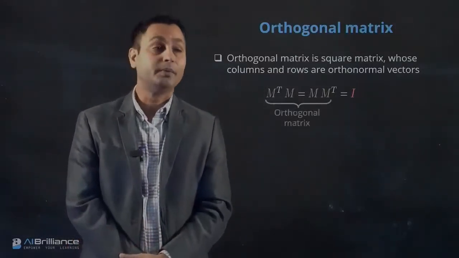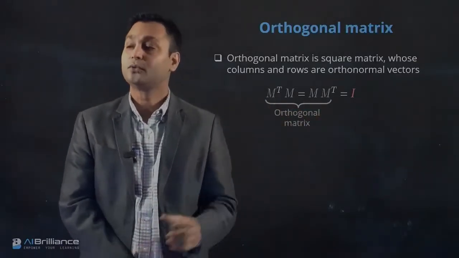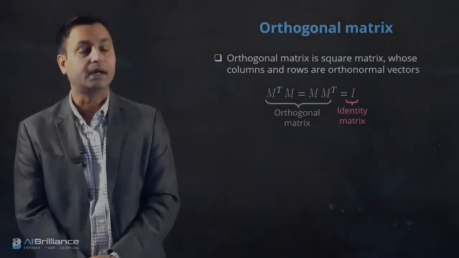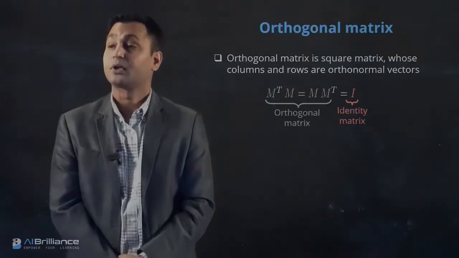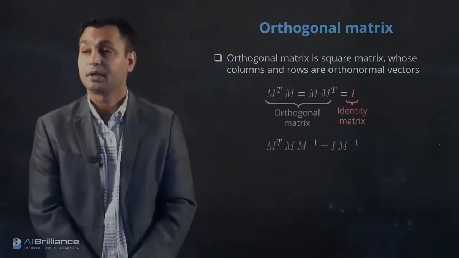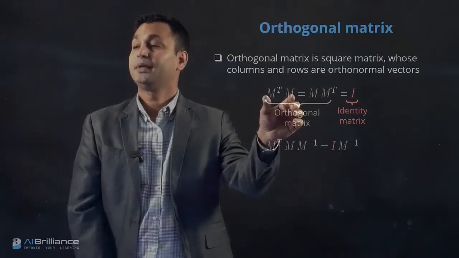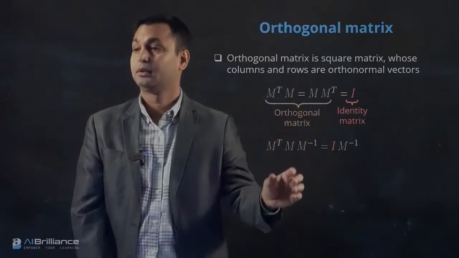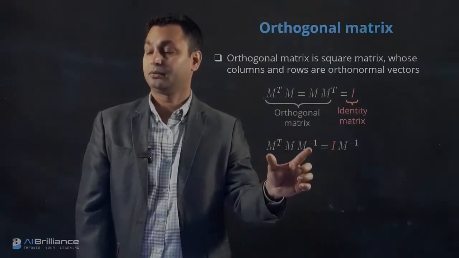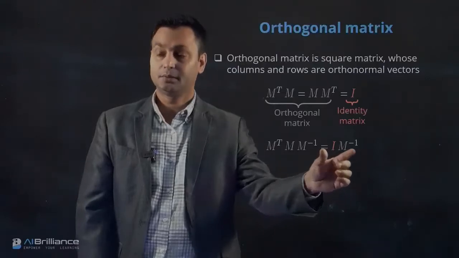Okay, so the matrix M itself, which has this property, is known as an orthogonal matrix, and on the right-hand side what we have is an identity matrix. Now if that's the case, we can do something like this: I take this M transpose M and multiply that by M inverse. So if M transpose M is equal to I, I did that. Since M transpose M is multiplied by M inverse, I need to multiply I by the M inverse too.